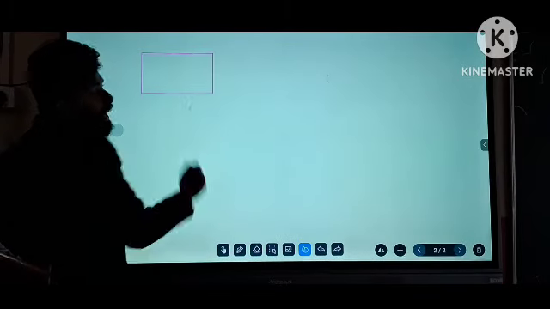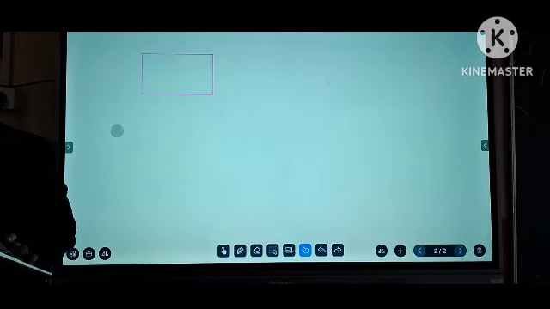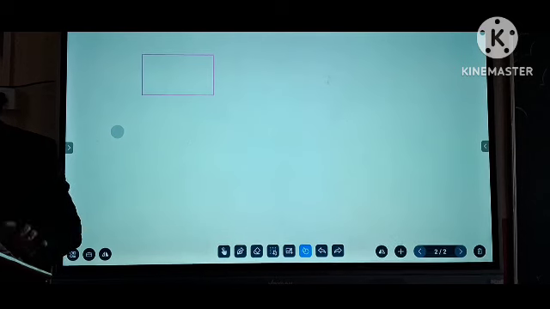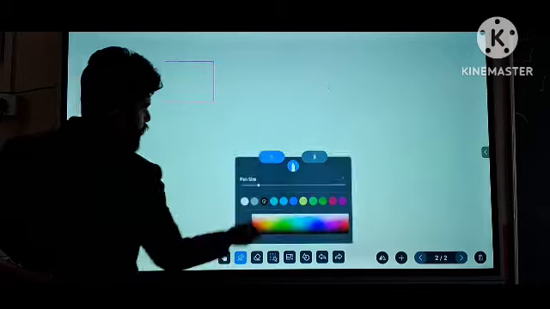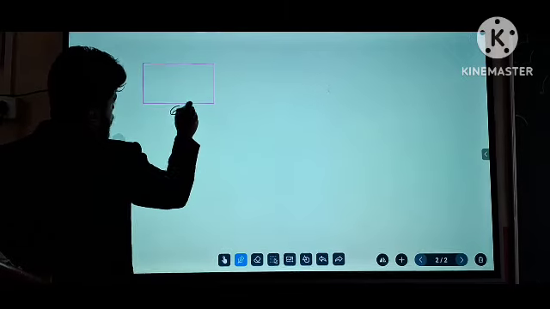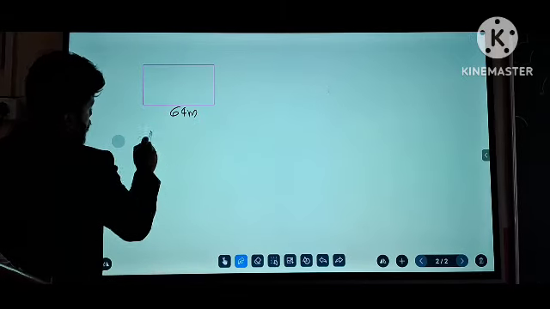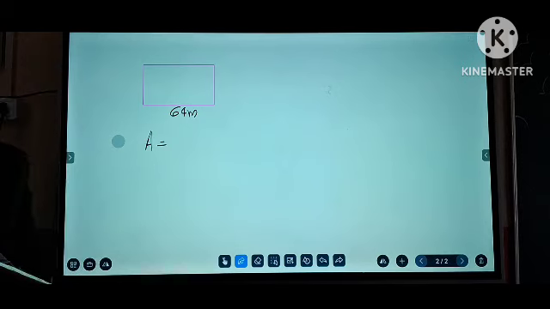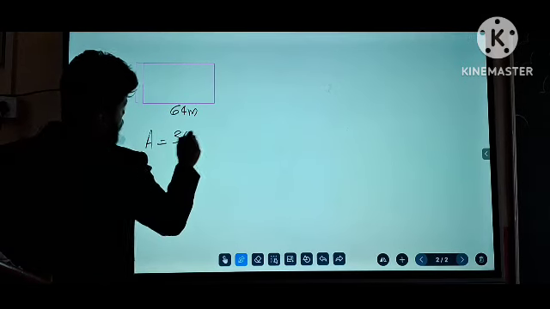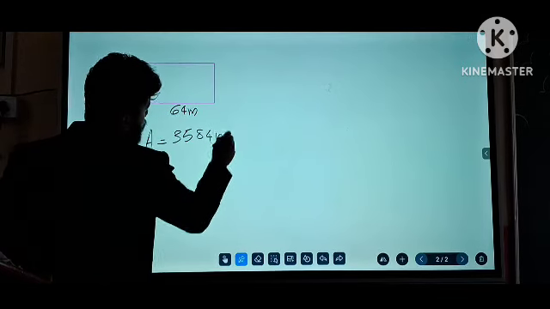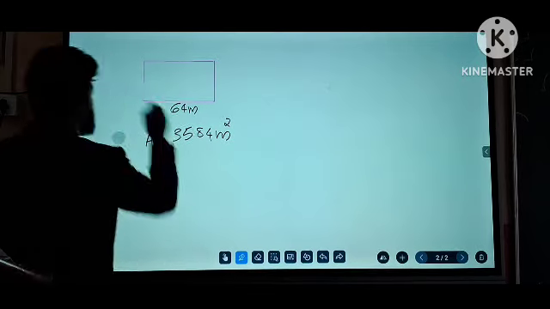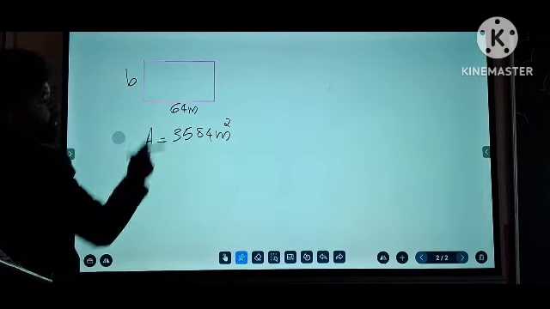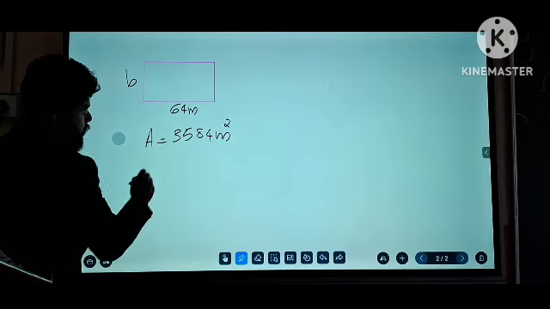It is given that the area of the rectangular field is 3584, and the length is 64. So this is 64 meter, and the total area is given as 3584 meters square. Now we calculate. Suppose that this is breadth. So what is the equation that is connecting length and breadth?